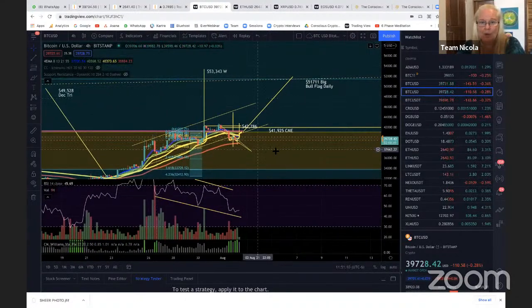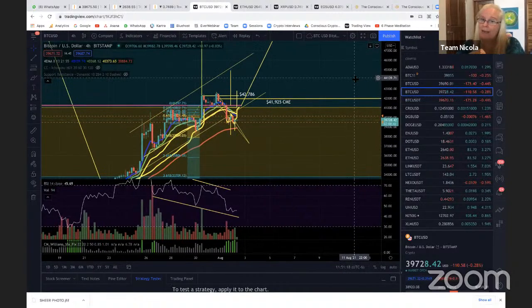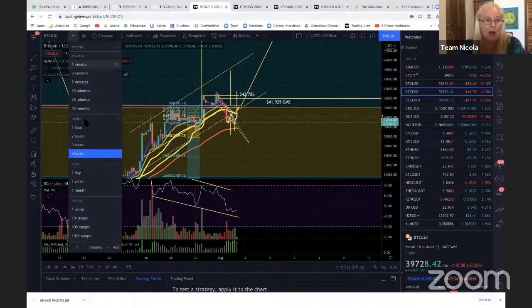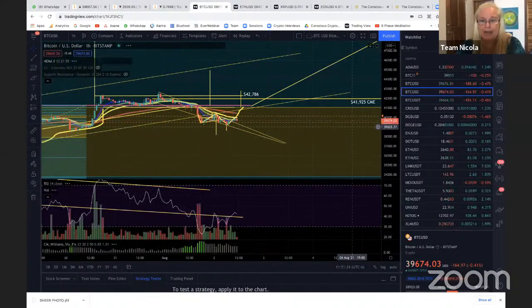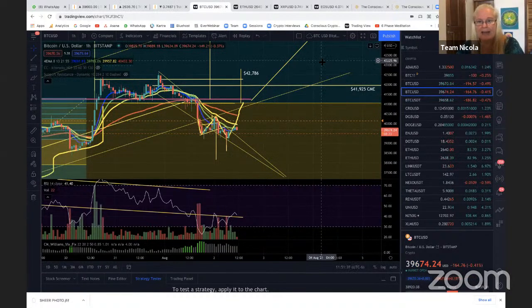One last thing on Bitcoin, we have a CME gap at 41,925. If they're going to fill, generally they fill by Wednesday. So that is telling me that while we may see a little bit of further downward action, I think we're getting ready to go up, close that CME gap, and then we would have broken above this pink line here. And I think this is going to happen sometime over the next 3 days.